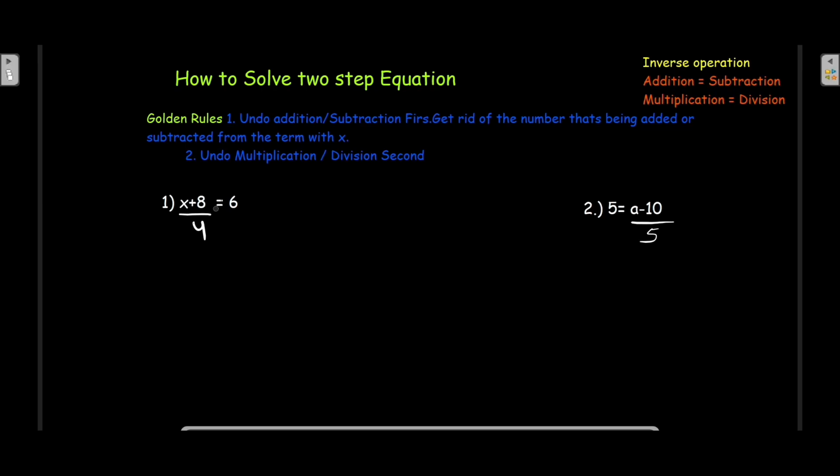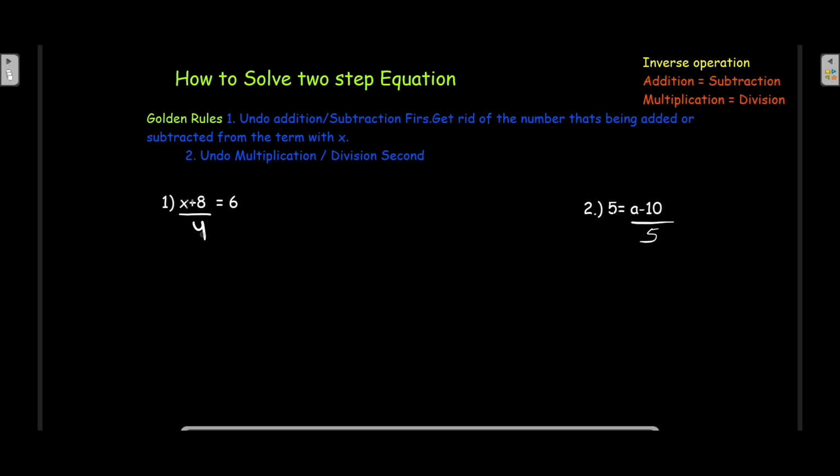So here are some examples where there are two terms in the numerator. You can see that x plus 8 over 4 is equal to 6, and a minus 10 divided by 5 is equal to 5. We can easily see that x individually is not divided by 4, but x plus 8, the whole group, is divided by the 4. So here we are not going to subtract this 8 to eliminate it, because it is in a group.